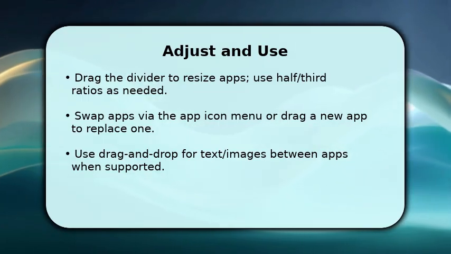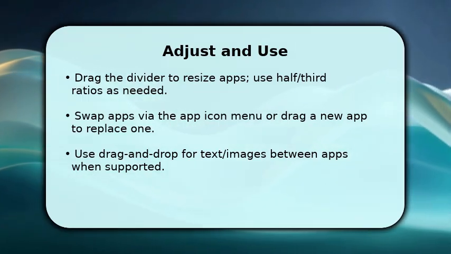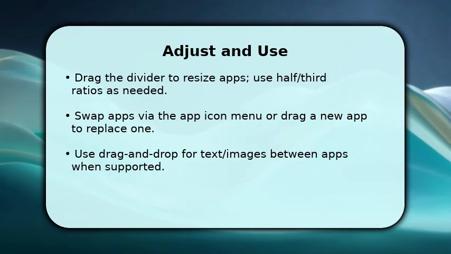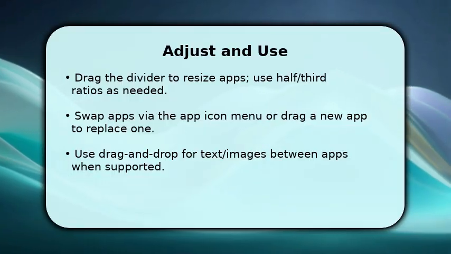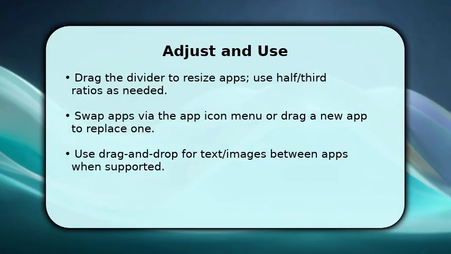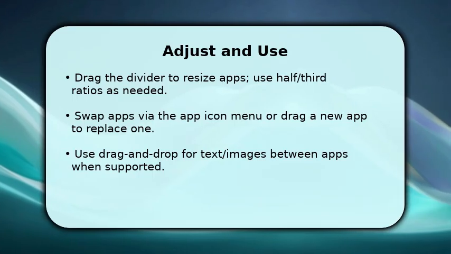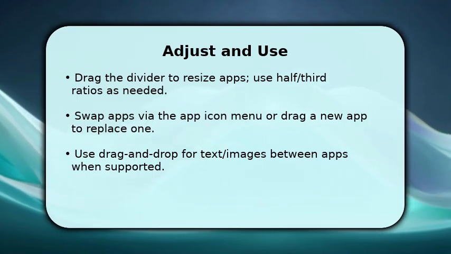To swap an app, tap the app icon in its header and choose Replace, or drag a new app from Recents into that pane. If an app supports it, drag text or images directly across the divider. These steps give you precise control and let you transfer content without switching contexts.